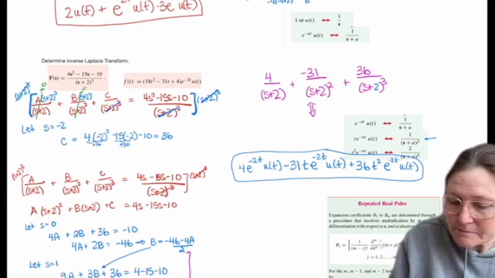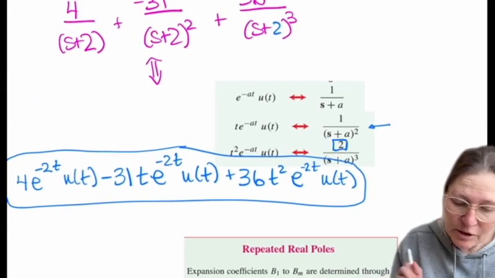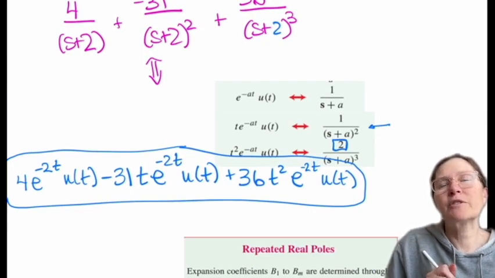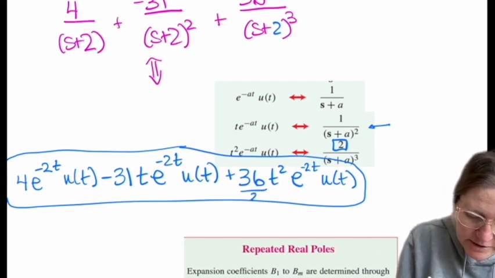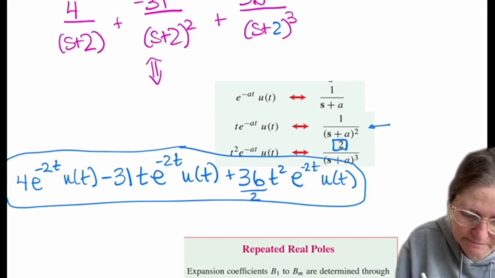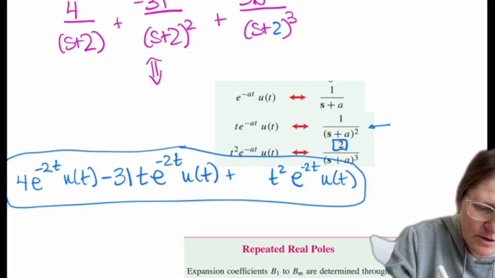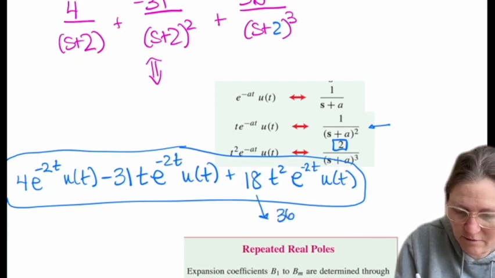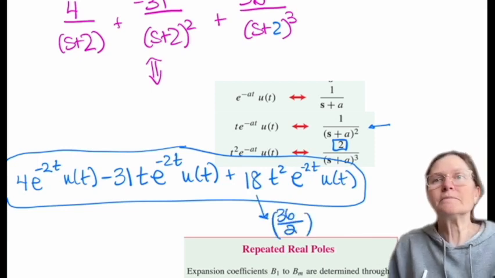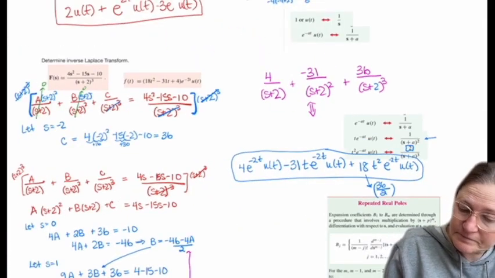Oh, so on this I forgot there's a 2. Because of this 2, you have to divide the number by 2, so there's going to be a half out in the front, so this becomes 36 divided by 2, which is 18. So that's where the 18 came from. Okay, and then that matches the answer.